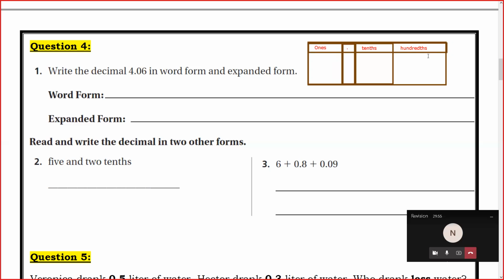Now, let's continue. So this is now the place value chart of the decimal numbers. If you have 2.39, 2 in the ones, the decimal point here, 3 under the tenths, and 9 under the hundredths. Now who can read this number? Huriya, can you?